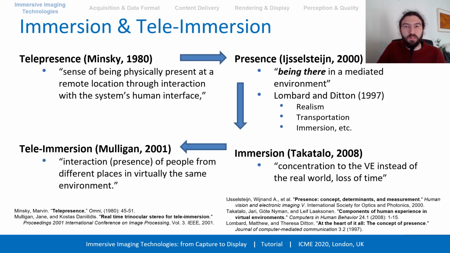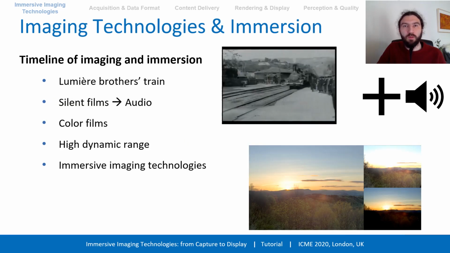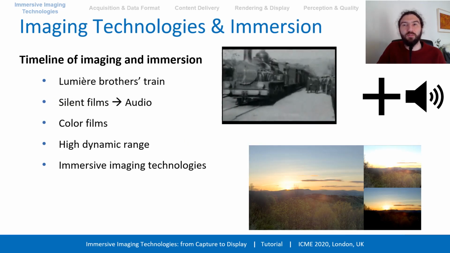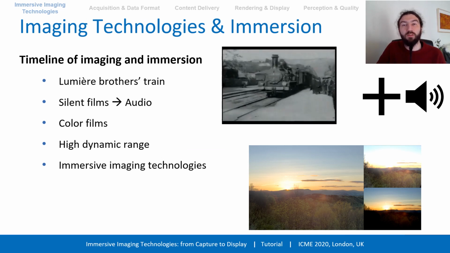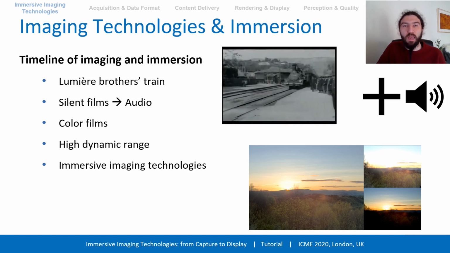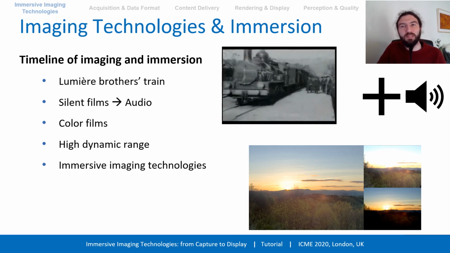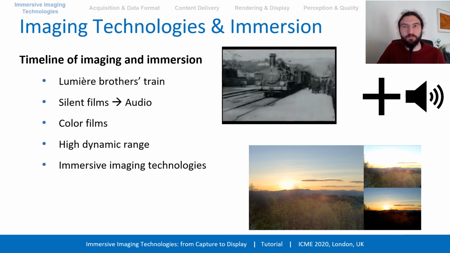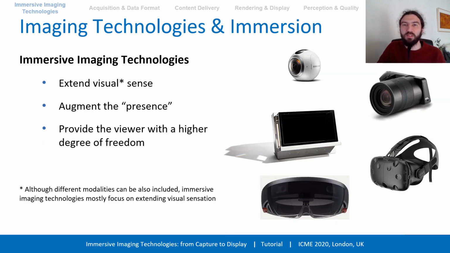And for completing this circle, we also have tele-immersion, which is the interaction or presence of people from different places in virtually the same environment. Within the timeline of imaging, from the Lumiere Brothers' Train, which was one of the first moving films which impressed a lot of people, to having audio in the films, to color films, and eventually high dynamic range imaging, every big step brought more viewer immersion. Current state-of-the-art immersive imaging technologies extend visual sensation, augment the viewer presence, and provide the viewer with a higher degree of freedom.